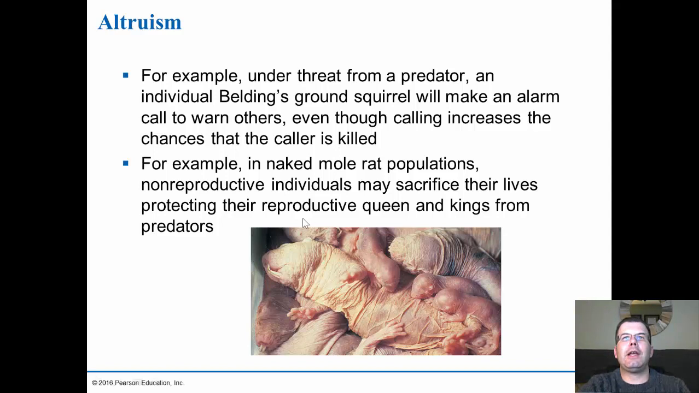Another example would be naked mole rat populations, where non-reproductive individuals may sacrifice themselves to protect those that can produce lots of offspring. In this situation, they protect the reproductive king and queen from predators. They'll sacrifice themselves to make sure that the population lives on, and that would be an example of altruism.